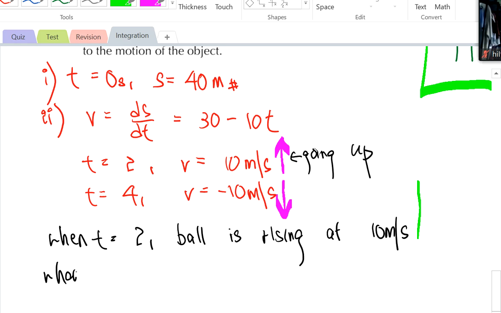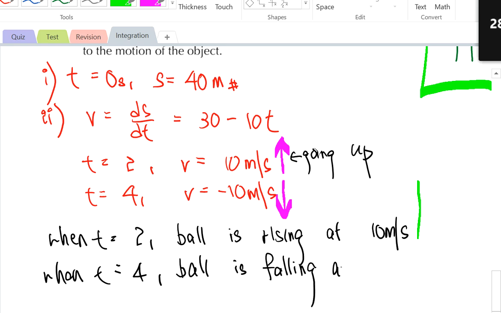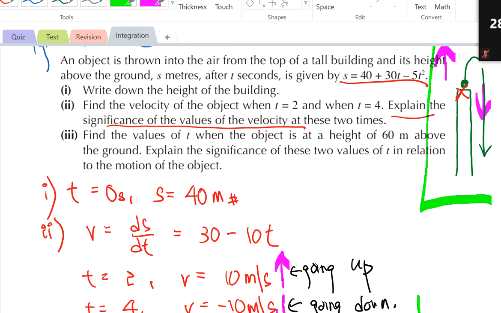However, when t is equal to 4, is the ball rising? Is the ball going up? So what word should I use? Richmond? Richmond, are you there? Falling. Okay, falling. Thank you very much. Falling at 10 meters per second. Notice I don't use the word negative. I use falling because negative will tell me it's going down. That's the significance of our answer here. Be very careful, there is a trick over here.